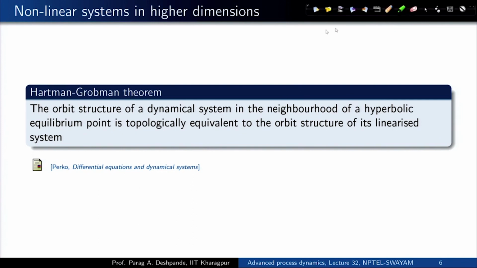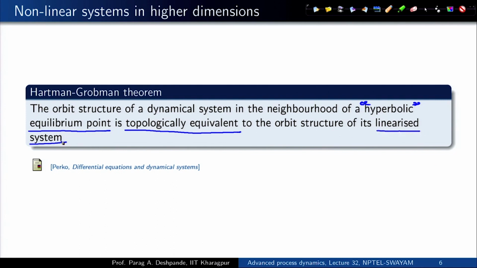So, we know the meaning of equilibrium point, but now we have a new term, hyperbolic equilibrium point. We will come to this definition a little later. So, in the neighborhood of a special type of equilibrium point known as hyperbolic equilibrium point is topologically equivalent. Topologically equivalent means the geometrical features of the arrangement of the phase lines. Okay. So, it would be topologically equivalent to the orbit structure of the linearized model, the linearized system.